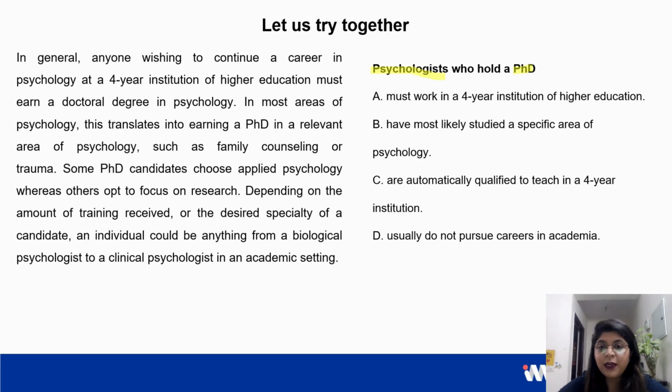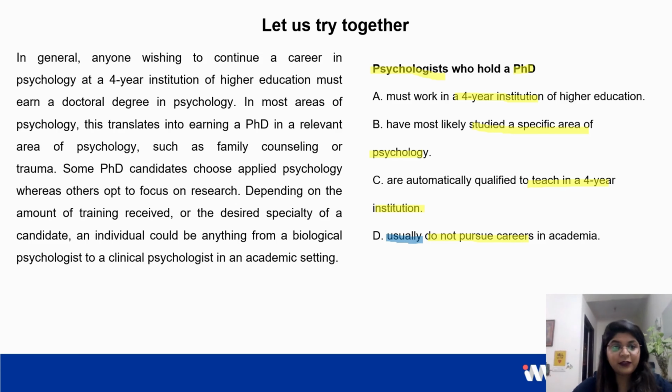Now the options are: A, that particular psychologist must work in a 4-year institution of higher education. Second option says they have most likely studied a specific area of psychology. C option, they are automatically qualified to teach in a 4-year institution. Last option is they do not pursue careers in academia. And don't forget to focus on this word usually, the qualifier word that we studied. Now let us come back to the text to find out our answer.